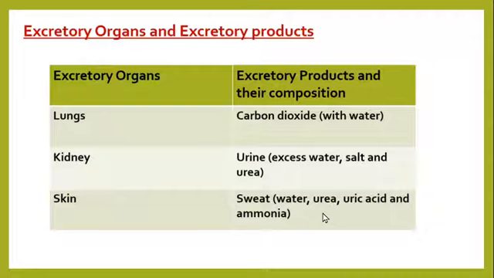Alright, let's go over. We're saying lungs excrete carbon dioxide, including water. Kidney excretes urine, which is composed of excess water, salt, and urea. Skin excretes sweat, composed of water, urea, uric acid, and ammonia.